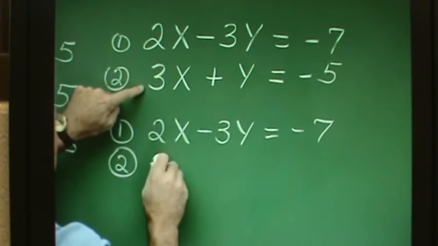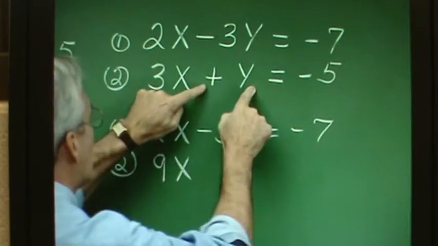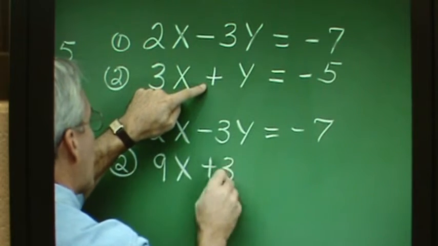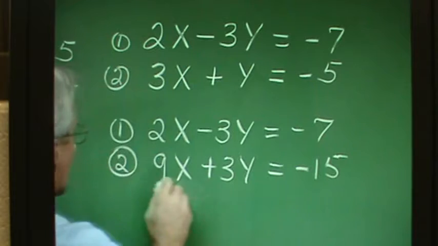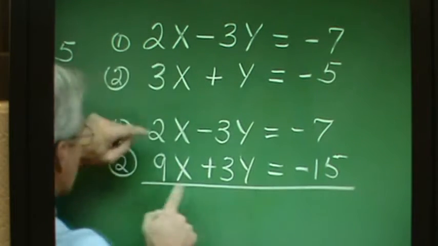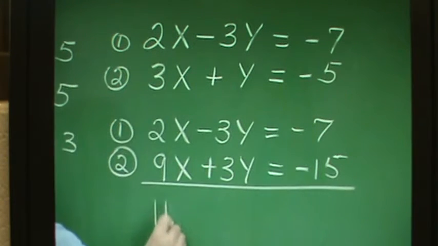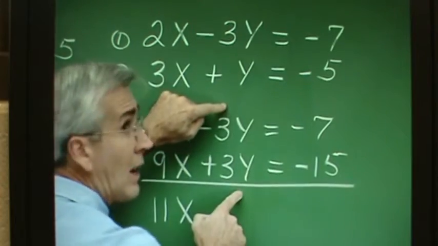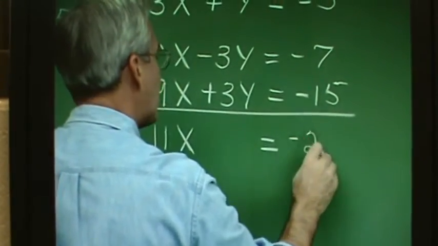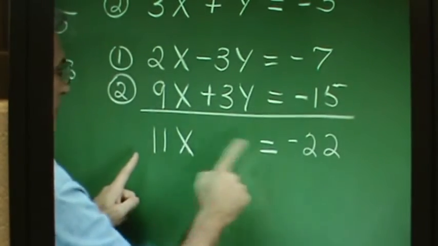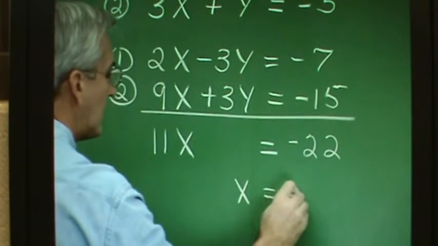So 3 times 3x, 9x, 3 times y, 3y, and then 3 times -5, -15. And I'll draw the line and add the two equations. 2x and 9x, 11x. The y's go out as expected. -7 with -15 is -22. And then when I divide through by 11, I find x to be -2.